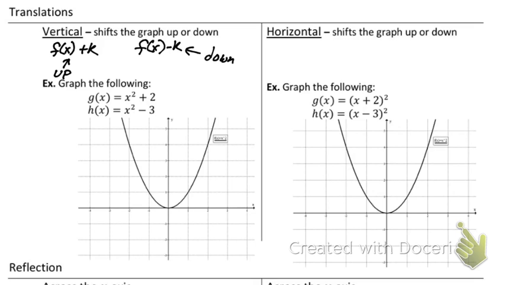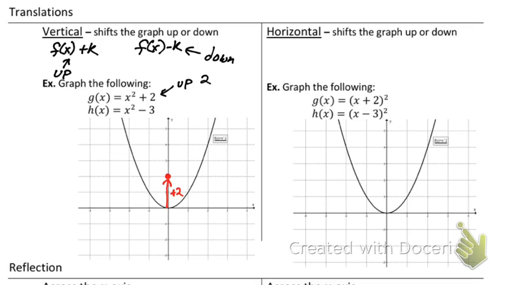So my examples are down below. I have x squared plus 2. I also have x squared minus 3. If I have x squared plus 2, that plus 2 is outside of that x squared, so that's going to tell you to go up 2. And it's not exactly rocket surgery. We just have to move every point up 2. So if I have the point 0, 0, I add 2 to my y value to give me 0, 2. I literally just go up 2.